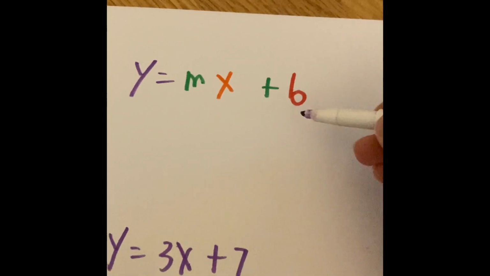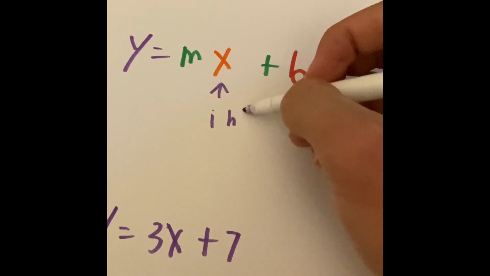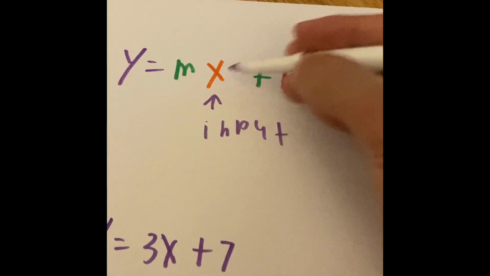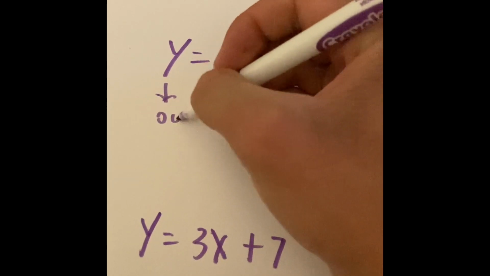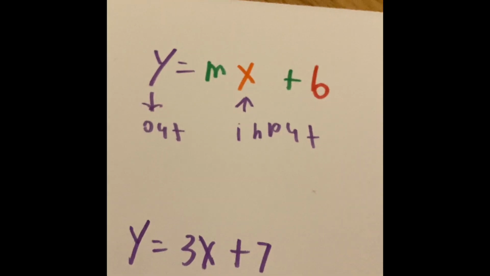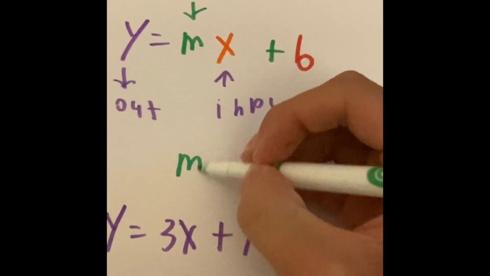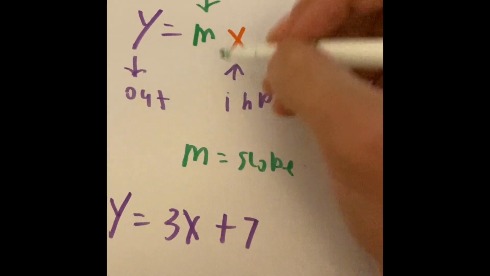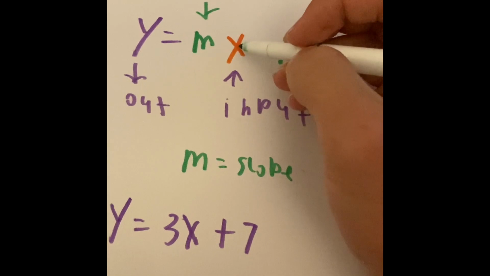So, with y equals mx plus b, your x is going to be called your input. When you input any number in for x, it will make an equation, and that will result in your output, or y. This is what you get as a result of your equation. The letter m in the equation means the slope. So when you have a number inserted in for m, it will become a coefficient of x.